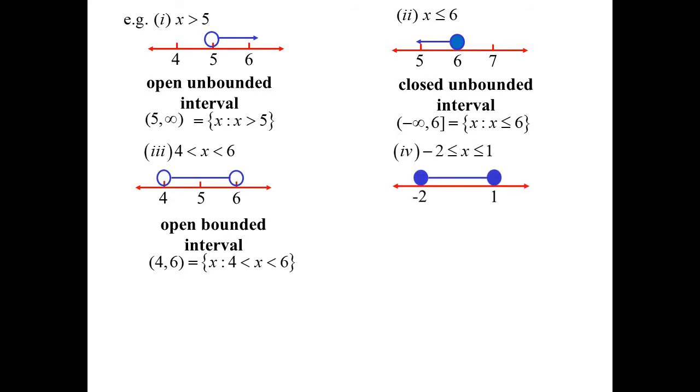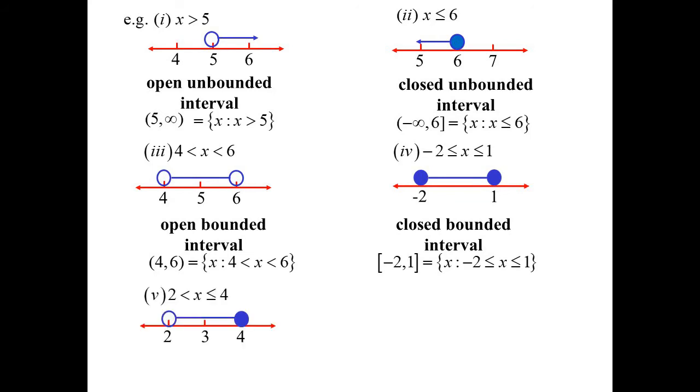-2 less than or equal to x less than or equal to 1. Now we colour in the boundaries. So that's a closed bounded interval. And we have square brackets on both of those. Here's one where one boundary is included and one's not. So we have an open circle on the 2 and a closed circle on the 4. We just call that a bounded interval. Is it open? Is it closed? Well, one end's closed, one end's open. So we say it's bounded.